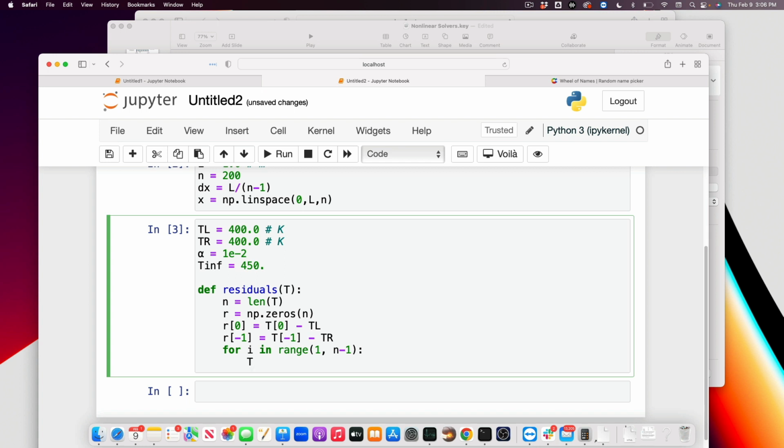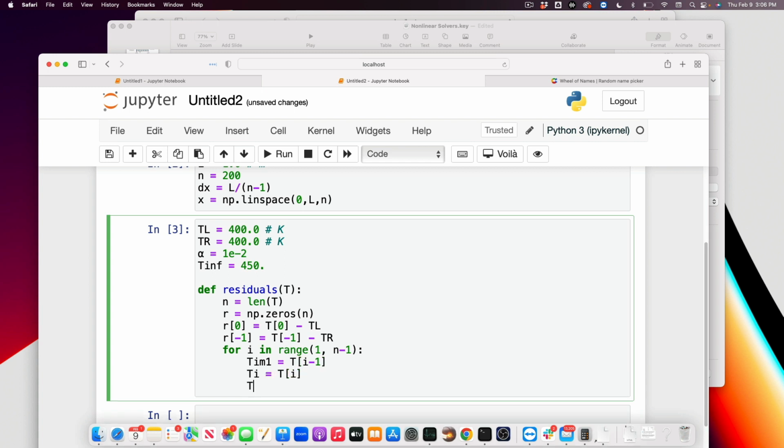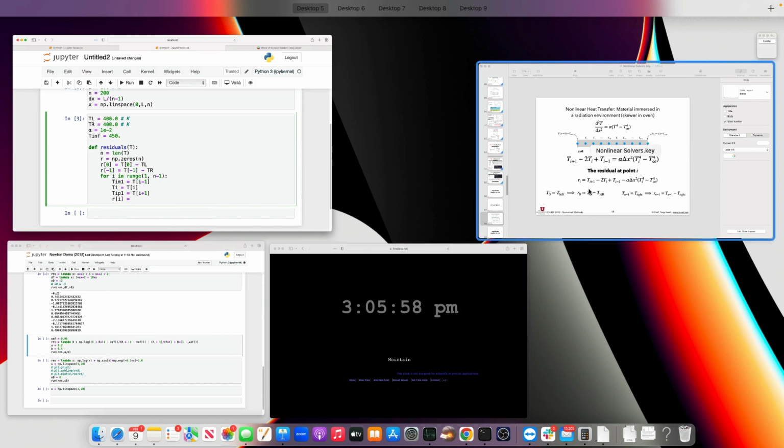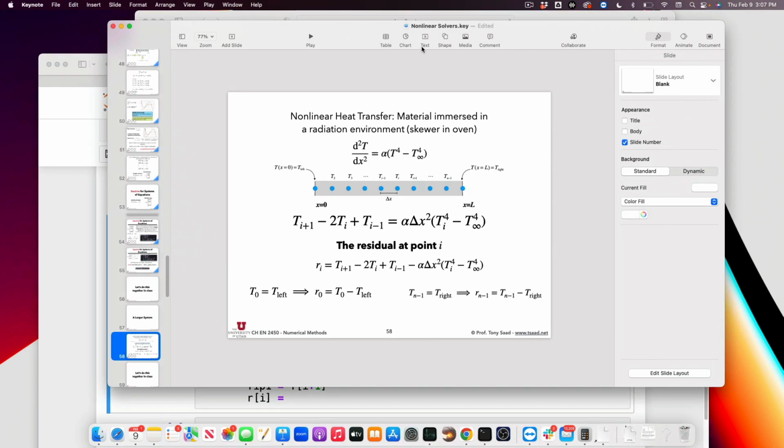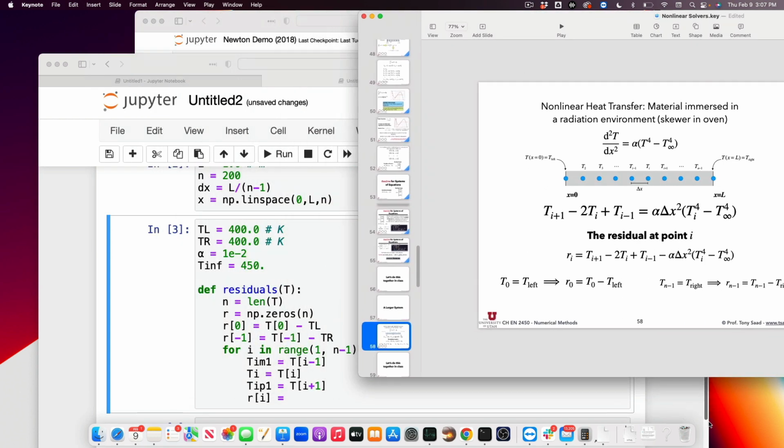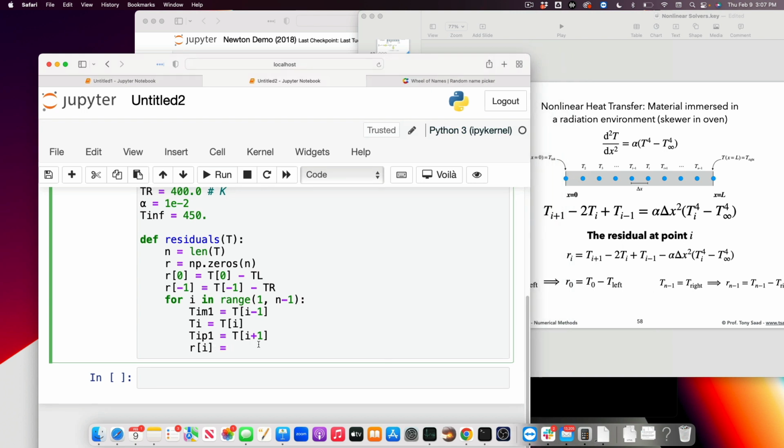So watch this now. Ti minus 1 is T[i-1]. Ti is simply T[i]. And Ti plus 1 is T[i+1]. And guess what? Ri is equal to, what is that formula? Ti plus 1 minus 2 Ti. Let's see if we can put it on the side. There you go. I'm simply writing the equation, even using the same indexing. Ri is T[i+1] minus 2 times Ti plus Ti minus 1 minus alpha times dx squared times Ti to the power 4 minus T infinity to the power 4.